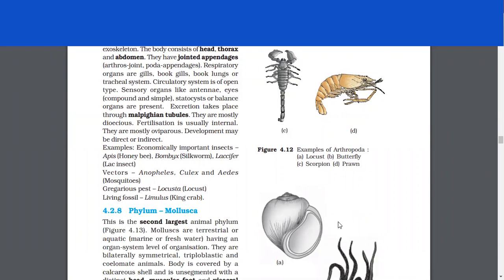Circulatory system is of open type. Sensory organs like antennae, eyes, statocysts, or balance organs are present. Excretion takes place through Malpighian tubules. They are mostly dioecious. Fertilization is usually internal. They are mostly oviparous. Development may be direct or indirect. For example, economically important insects: Apis, Bombyx, Laccifer. Vectors: Anopheles, Culex, and Aedes. Gregarious pest: Locusta. Living fossil: Limulus.